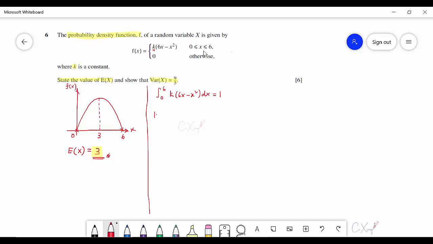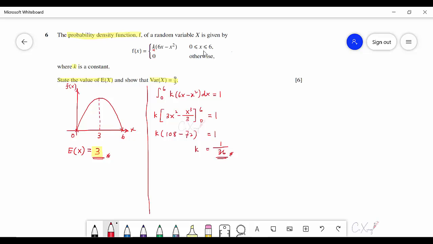So k is a constant, I will take it out. Then I integrate 6x and also x squared. Integrating 6x, I will get 3x squared. For x squared, the integration gives x power 3 divided by 3. Then I substitute in the values 6 and 0, which equals 1. Then I will have k times (108 minus 72), which equals 1 as well. And therefore, k will give you the value 1 over 36.